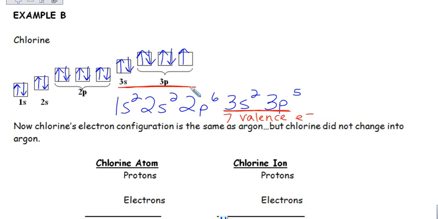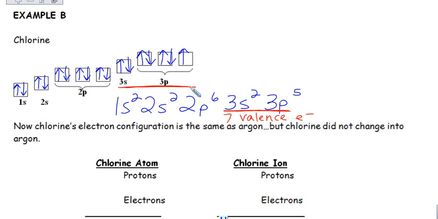Okay, so again, we're looking for 8. 8 is the goal. We want to fill our orbitals. And so we have 2 options. Option 1, we could lose all 7. If we get rid of those 7 electrons in the third energy level, then the next energy level is the second, and the second would be filled with 8, kind of like sodium. But sodium only had 1 valence electron. Here we'd have to lose all 7, and they have to go somewhere. We'd have to find another atom, or maybe multiple atoms, that are willing to take those 7.